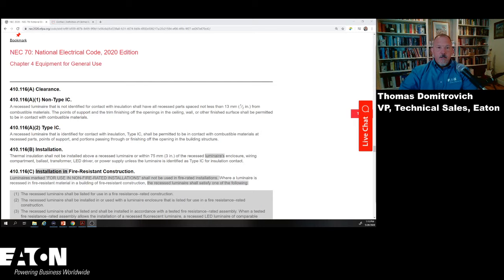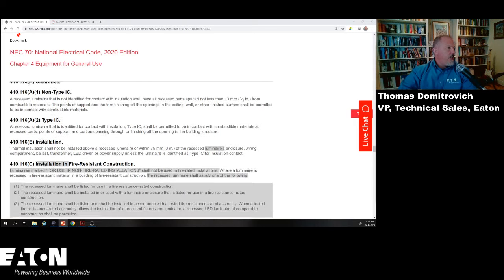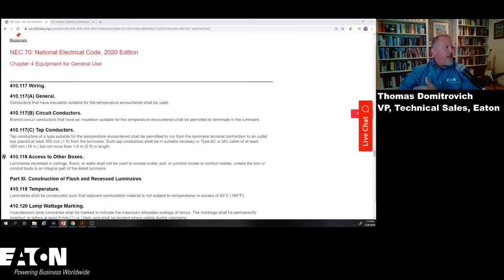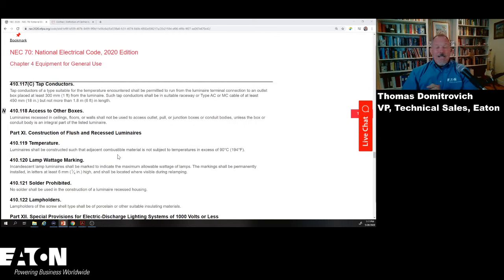All right. And then we are in 410. Let's just continue our journey down. In 410.118, we have access to other boxes. Luminaires recessed in ceilings, floors, or walls shall not be used to access outlet, pull, or junction boxes or conduit bodies, unless the box or conduit body is an integral part of the listed luminaire. So that's another important part of that.